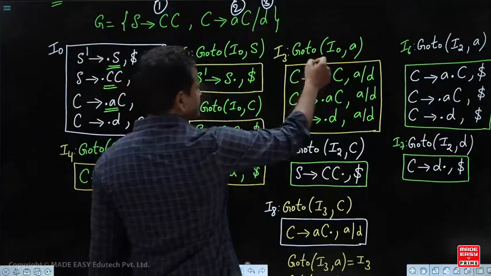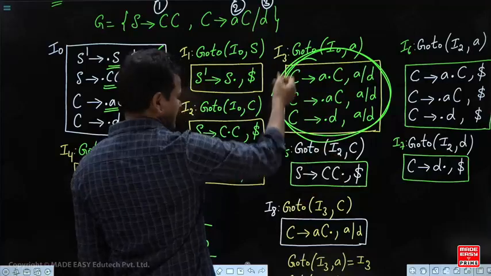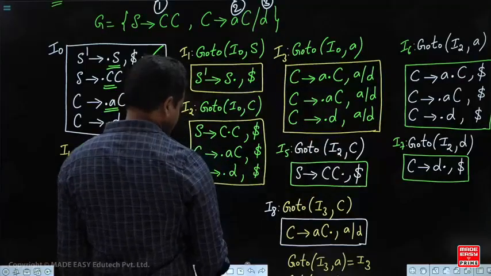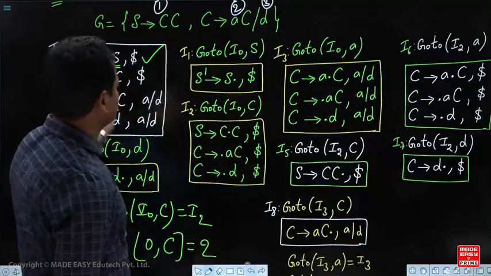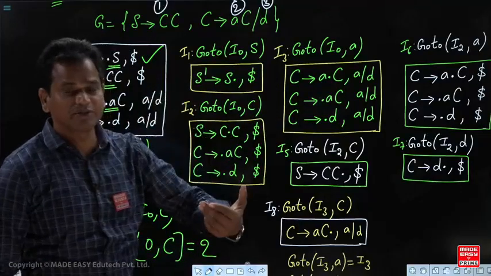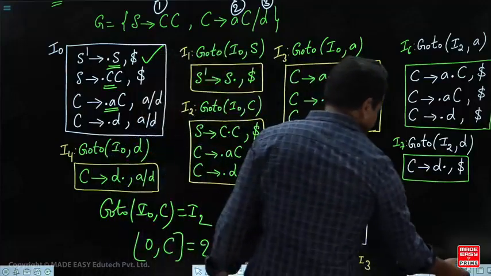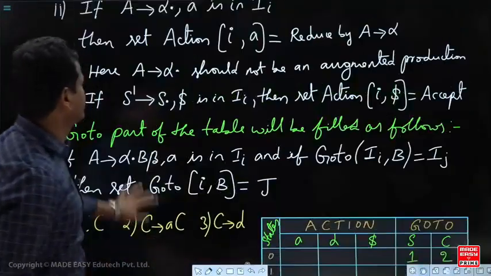I0 comma a has gone to this state. What is the name of the state? I3. So I0 comma a is I3 and it is a terminal. For terminals, what do we do? We write the shift. Do you understand? We write the shift.